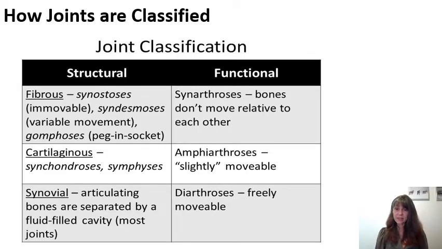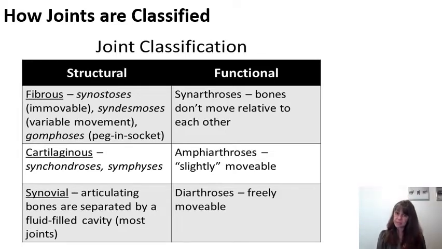Joints can be classified either according to their structure or according to their function. Structurally, there are 3 main categories of joints, including fibrous joints, cartilaginous joints, and synovial joints. There are subcategories within these 3 main categories. When we name a joint according to its structural classification, we always use 2 words. Make sure you know the 2 words that are included in the structural classification of a joint.